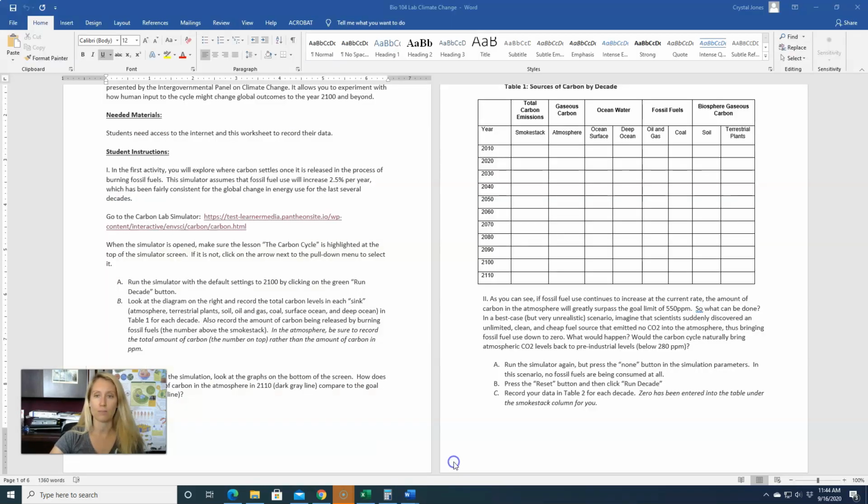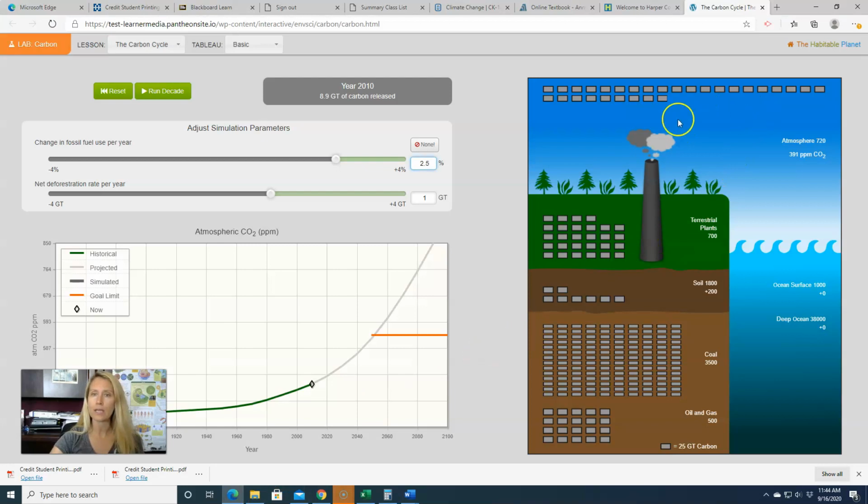So coming back once more to our lab, here's the year 2010. So I would write down the number for smokestacks, atmosphere, ocean, surface, deep ocean, and so forth. And then once again, remember that those are right here, right? So we have the atmosphere, 720, terrestrial plants, 700, coal, oil, gas, all of those types of things, right? So we're going to hit run decade, okay?